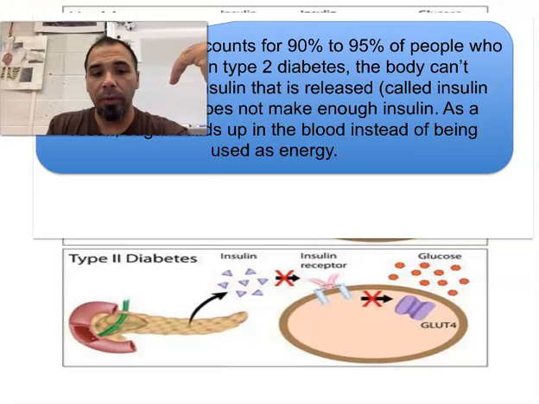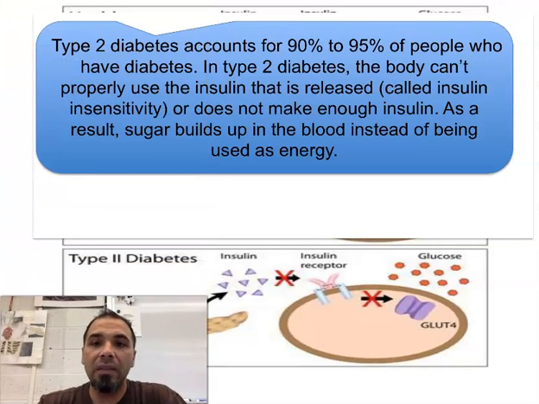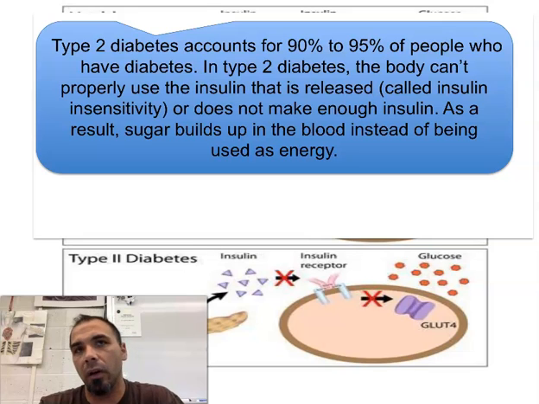Type 2, let me read this first and then I'll move my face. This is about the majority of people who have diabetes; it's type 2. What happens is your body can't properly use the insulin that's released, and it's often called insulin insensitivity. Or it doesn't make enough. As a result, the sugar builds up.